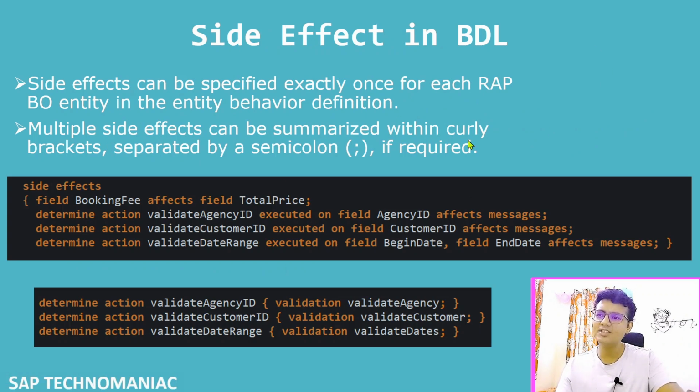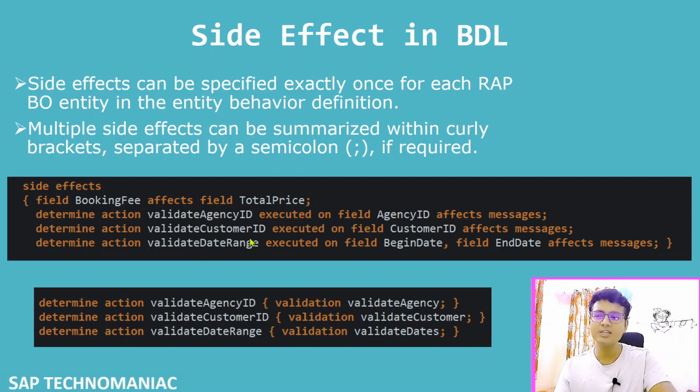So I have a screenshot. Side effects, whenever we are defining the behavior definitions, this is basically the syntax. You have to use the side effects keyword one time only, and all the side effects you have to define in the curly braces with a colon separated list. So for example, in our case, whenever the booking fee gets changed, then that same entity's total price field should be affected. That is the side effect I want to implement.